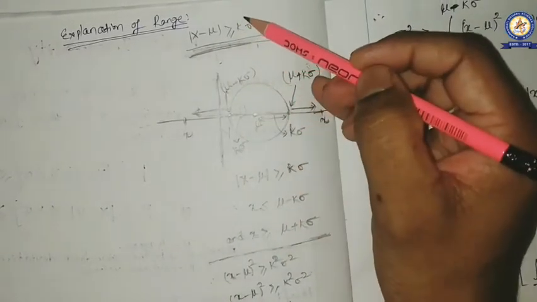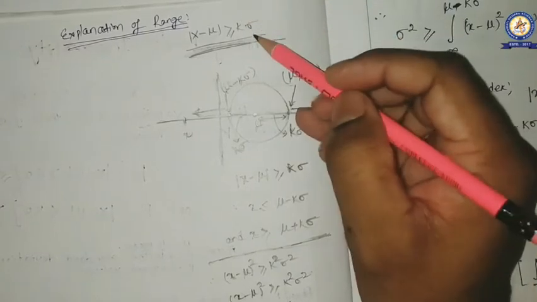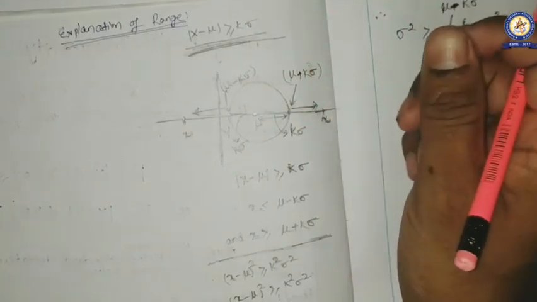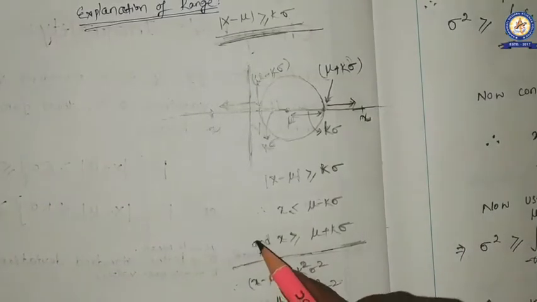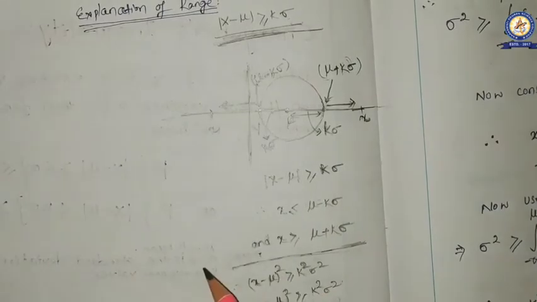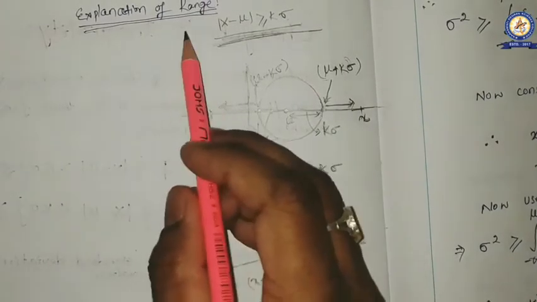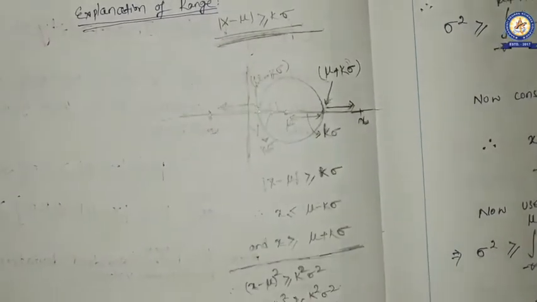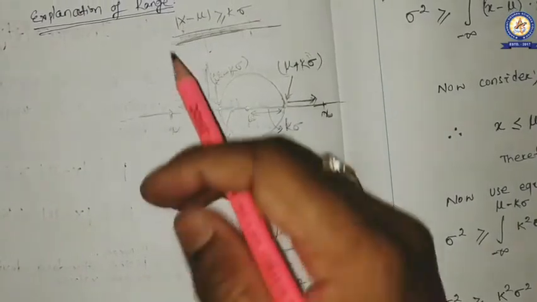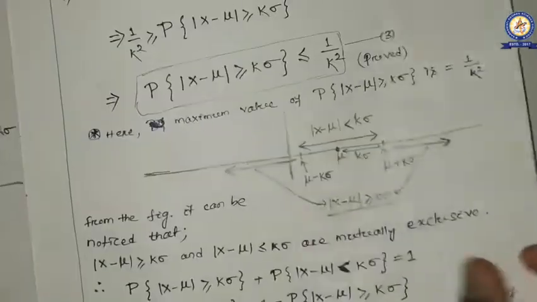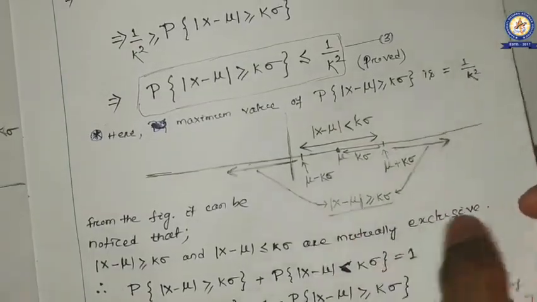Here k is a positive real number, and sigma is your standard deviation. So I suggest to all of you that this explanation, the range of this one and this one, you can write somewhere in your notes. And for the derivation of the theorem, these things are not required to be written for the exam purposes. Only this figure is required, right?